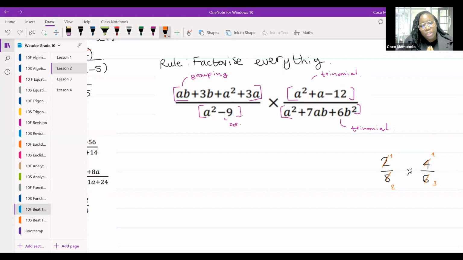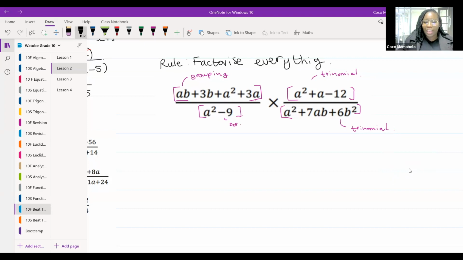Good. So what we're going to do, guys, is factorize everything, and then look at what we can cross cancel. That's exactly what we're going to do. We're going to see if there's anything we can cancel this way, cancel that way, meet somewhere in the middle.